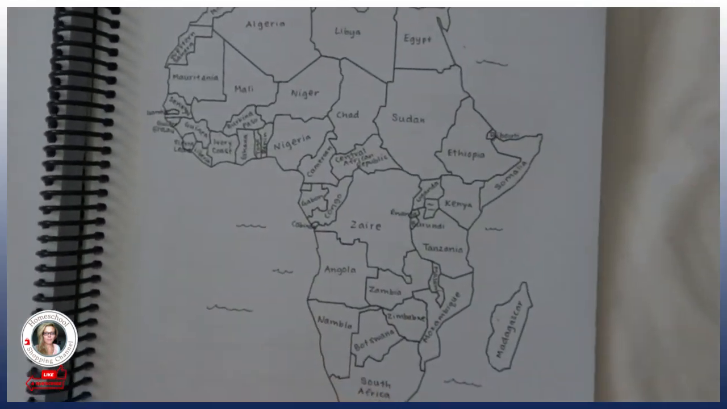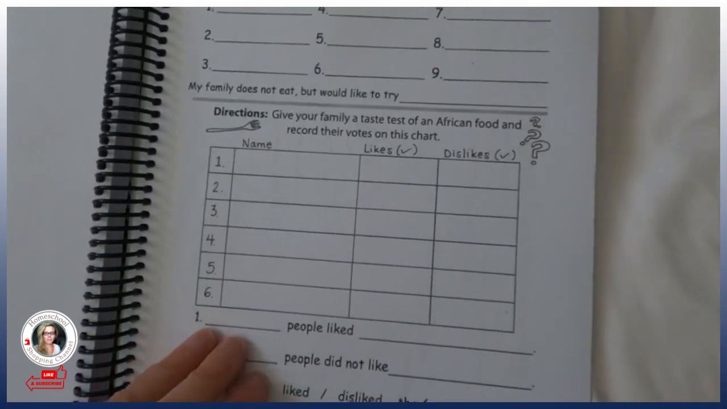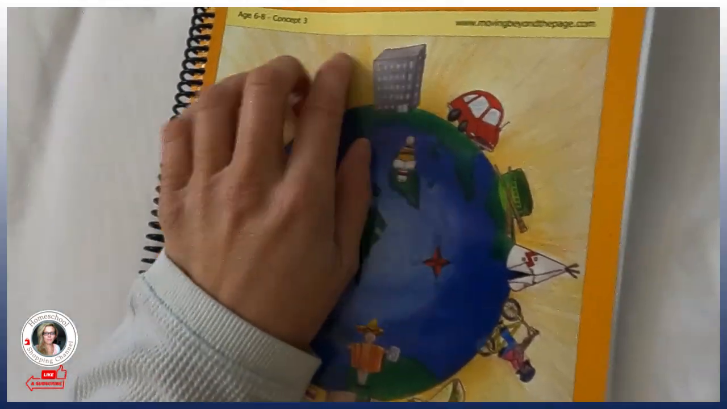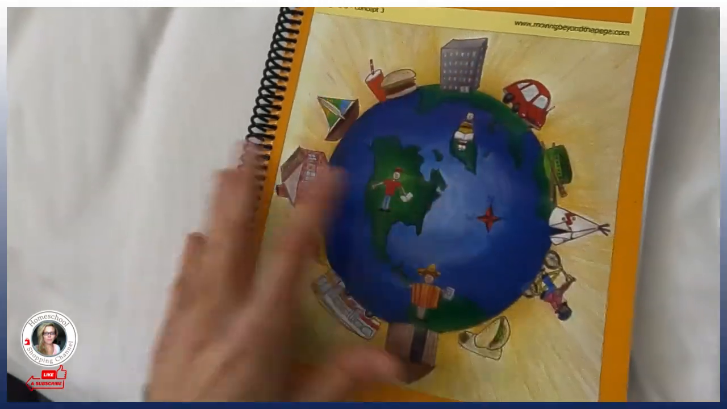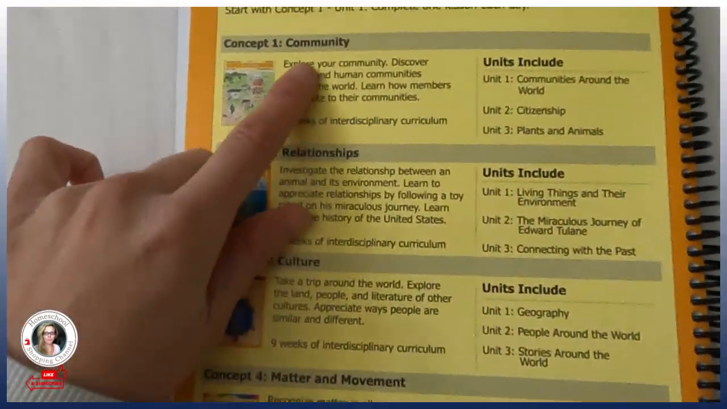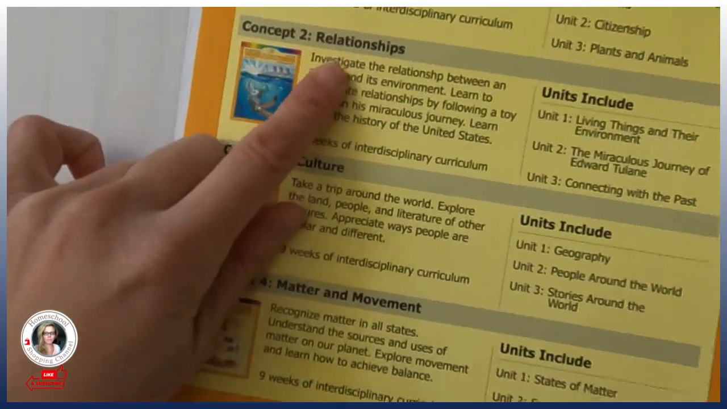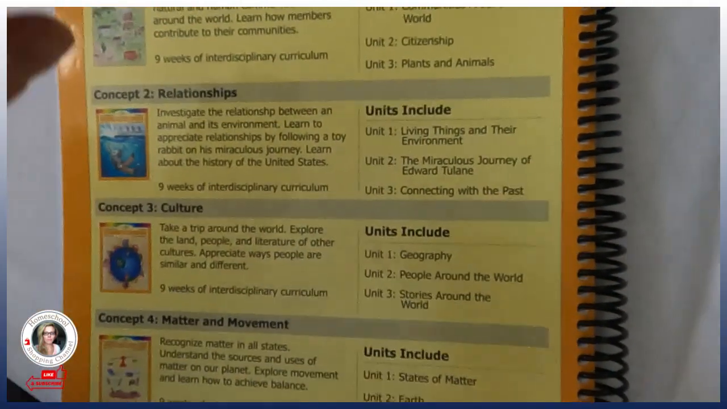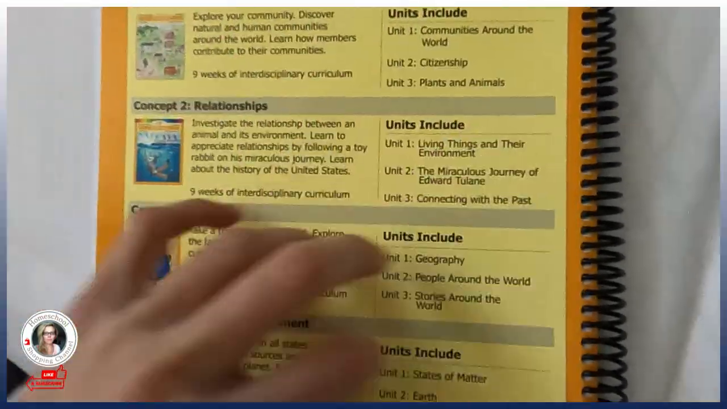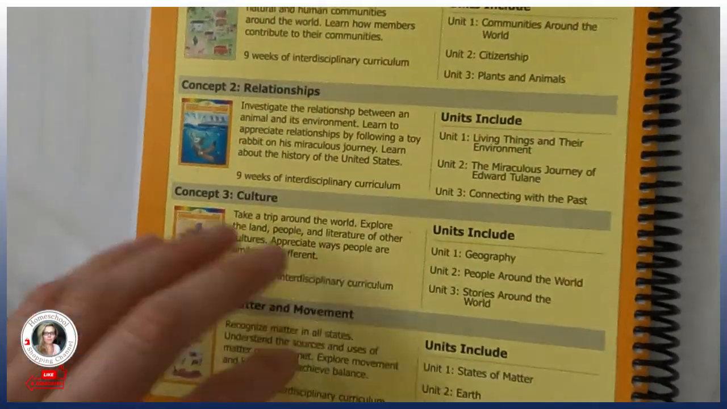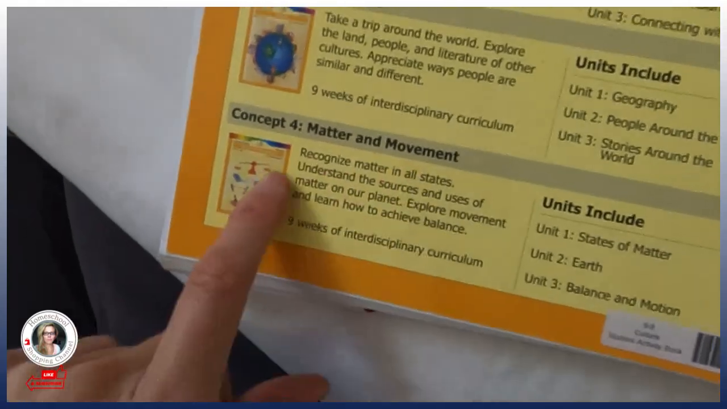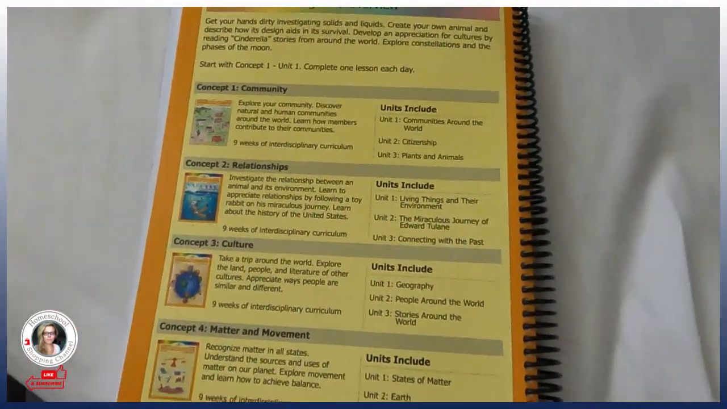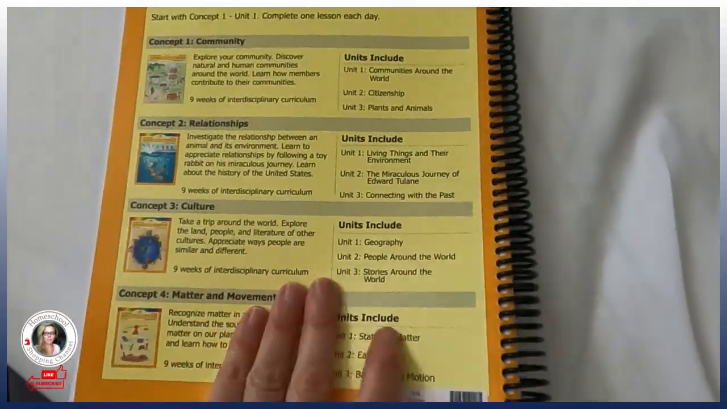Color each nation in Africa. Trying African food. So it's different. This one's cultures, right? It's divided into 4 concepts. Where are the other ones? It'll tell you on the back here: community, relationships, culture, and matter and movement. Science, history, all these things are mixed in, but they are concentrated in certain parts. For example, matter and movement, you'll obviously have more science, but you still will have some science mixed into those. So very interesting.